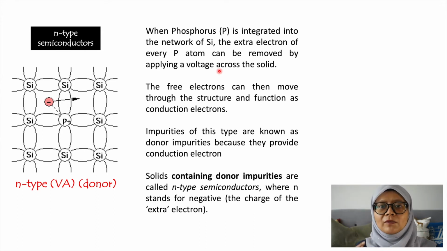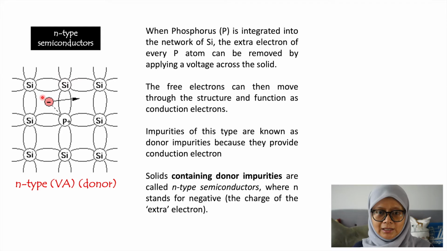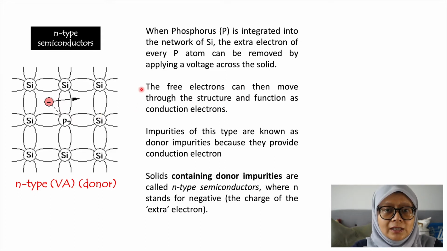So when we have free moving electrons, what happens here? The semiconductor can conduct electricity. It can conduct electricity based on the extra electrons. So the major carrier of the N-type semiconductors is extra electrons, while the minor charge carrier for these N-type semiconductors is the hole or the vacancies. So the free electrons can then move through the structure and function as conduction electrons.